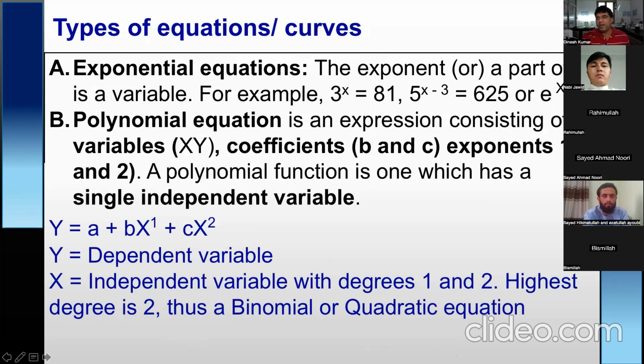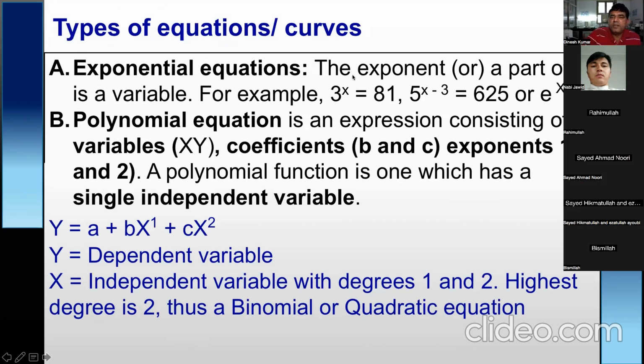Now see what the types of equations or types of curves are. The nature of the equation will decide the nature of the curve. A quadratic equation will give us a quadratic curve. So the equation is just a graphical representation of the data. Now you can see what an exponential equation is. There are two kinds of equations: one is the exponential equation, the other is the polynomial equation.